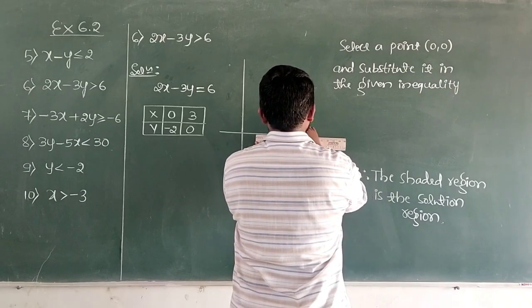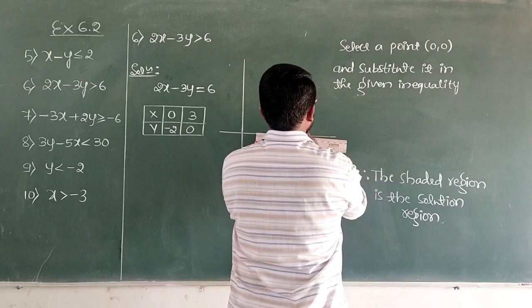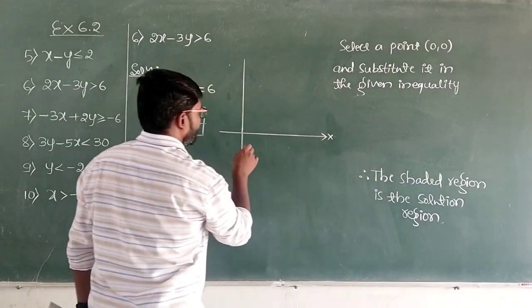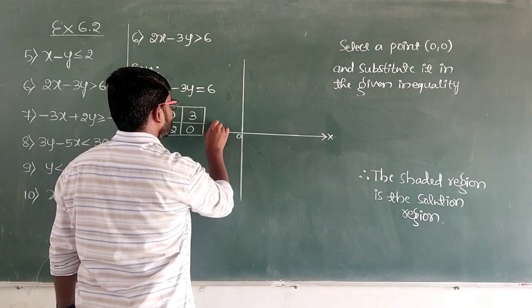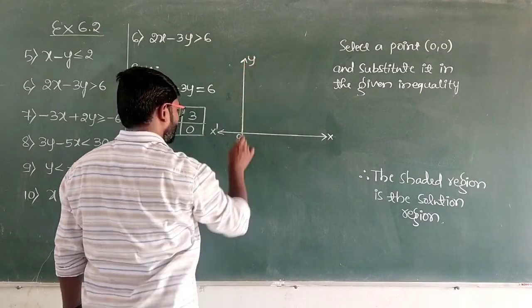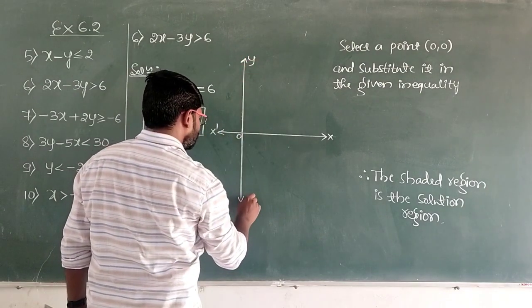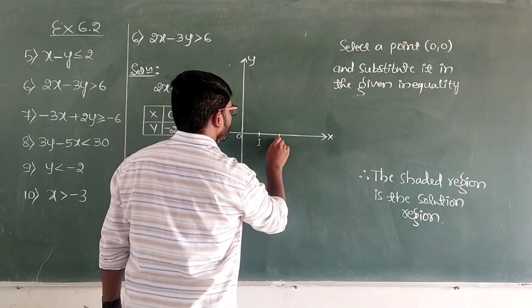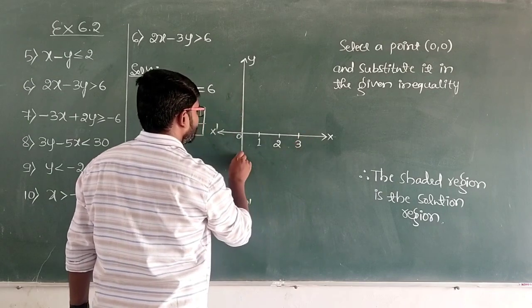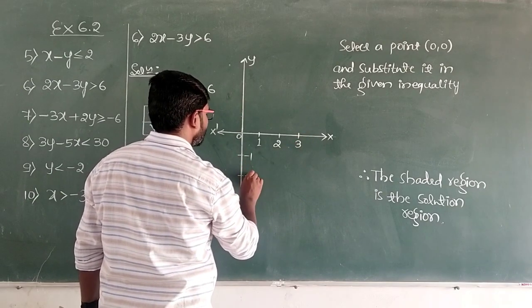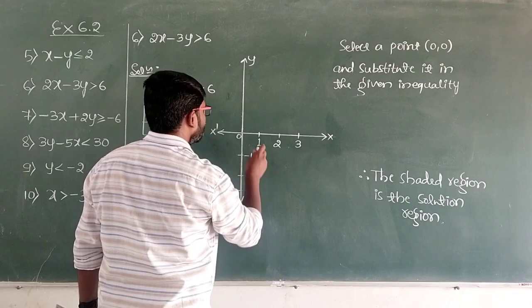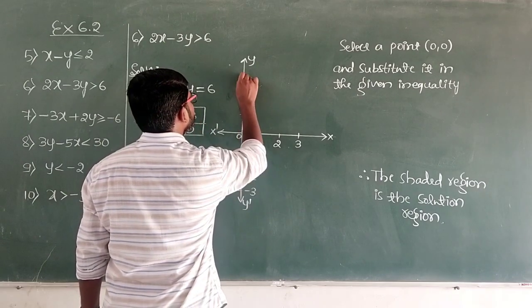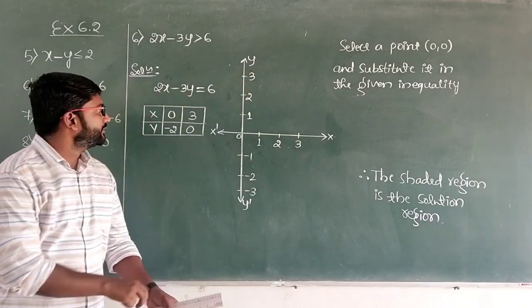So the maximum value of x is 3 here. X O, x dash, this is y, O, this is y dash. Consider a few values now. So it is 1, 2, this is 3, and this is minus 1, minus 2, and minus 3. So here we have 1, 2, and 3. Now go for the table.